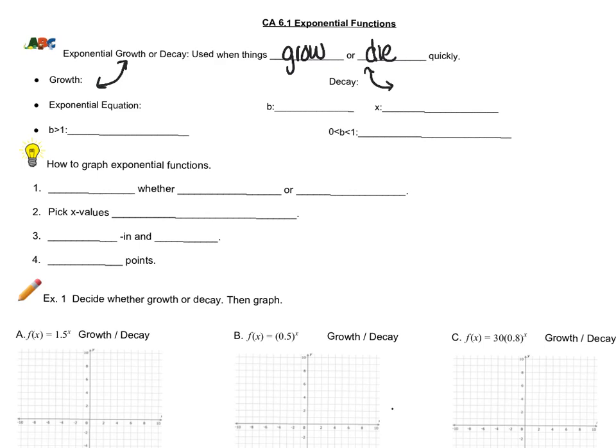Now the exponential equation is f of x equals a parenthesis b to the x. B is the base, x is the exponent. Now if b is greater than 1, we know it's a growth. And if b is in between 0 and 1, it is a decay.